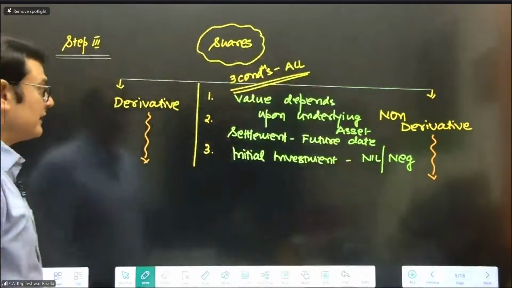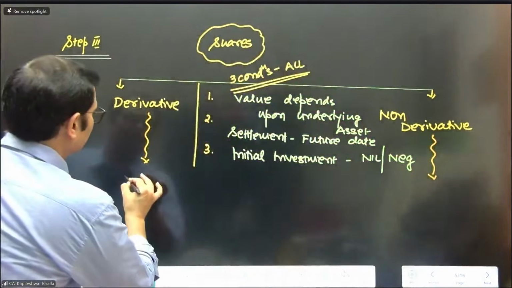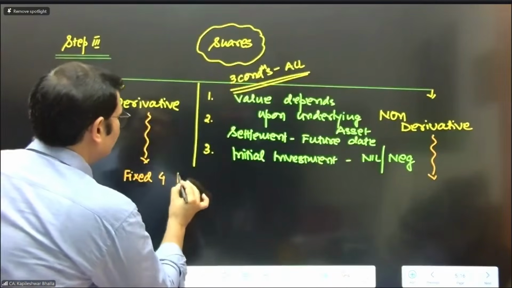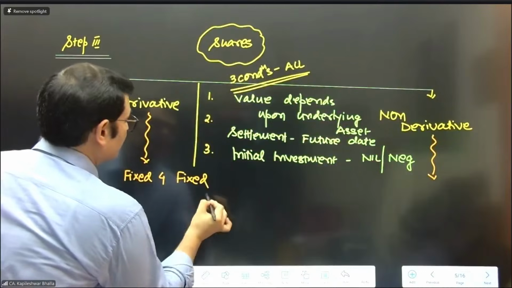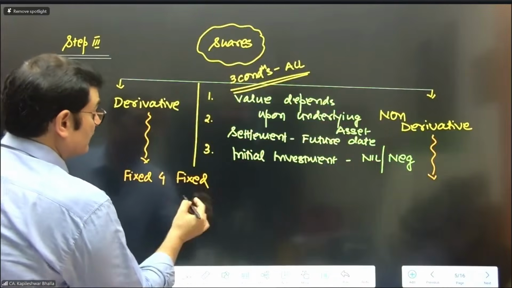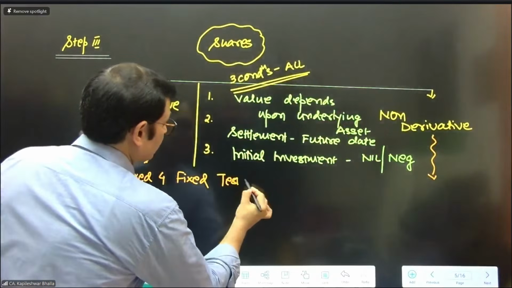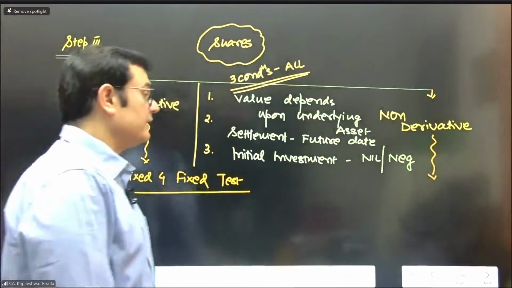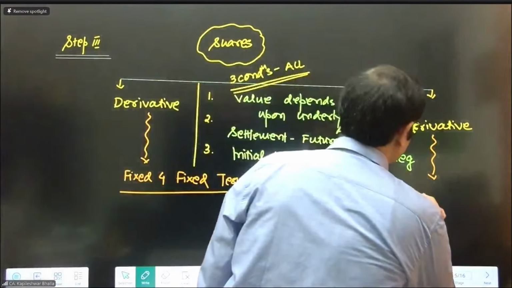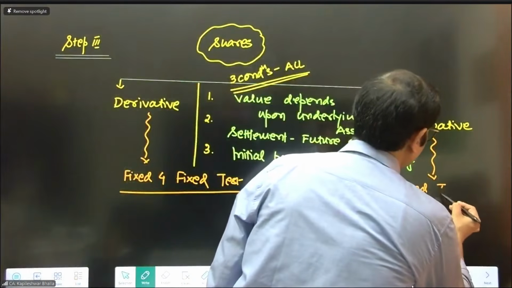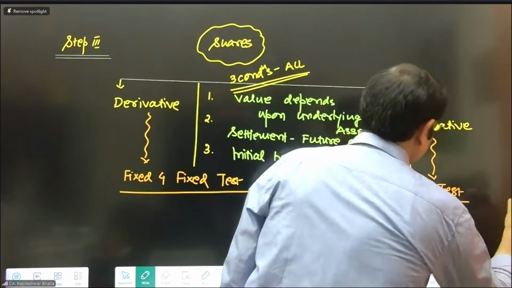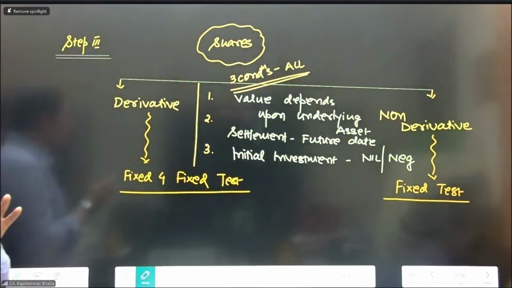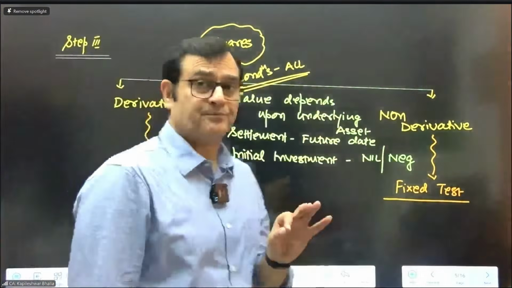So once you say that it is a derivative, we need to apply what is called a fixed for fixed test. And when you say it is non-derivative, you are supposed to apply what is called a fixed test. And here we need to be careful in terms of the factor that is fixed in nature.